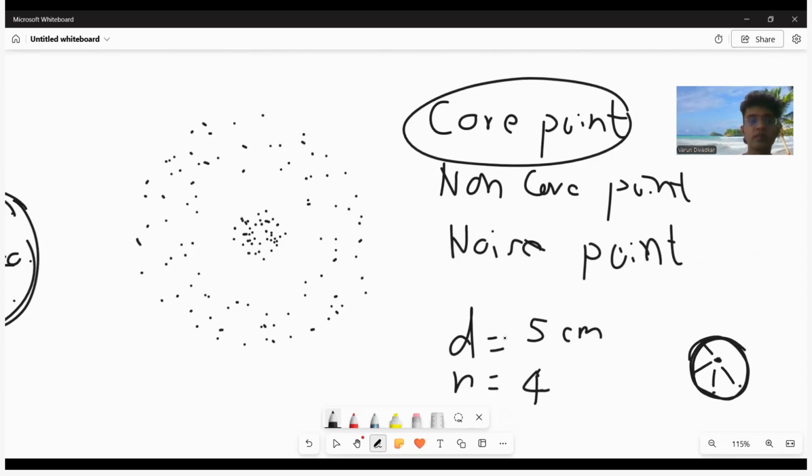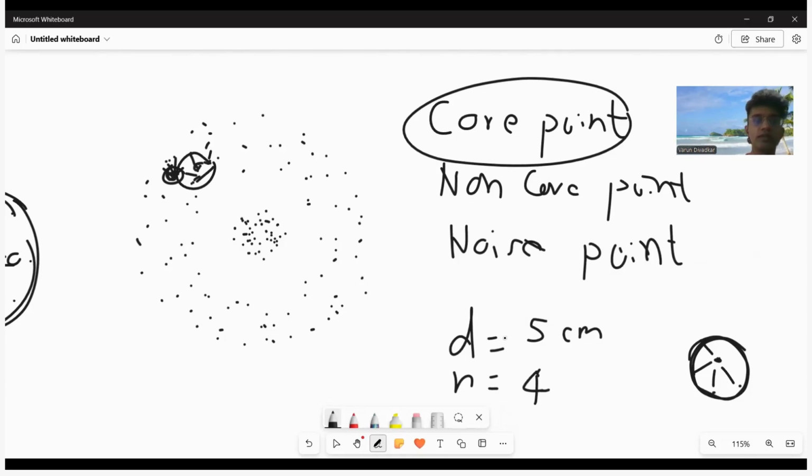So the algorithm starts by identifying these core points. Let's say you have this point here. Is it surrounded by 4 points within a distance of 5? Yes, then it's a core point. Then it moves to the next point and checks whether this point is surrounded by 4 points within a distance of 5. Yes, then it's a core point.